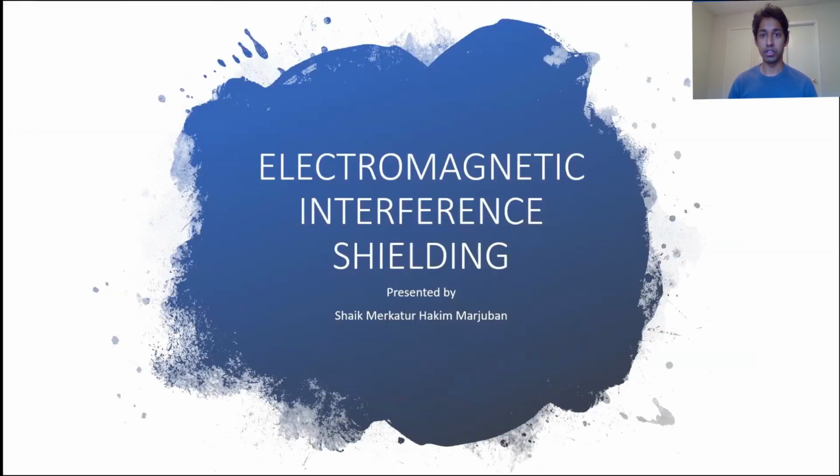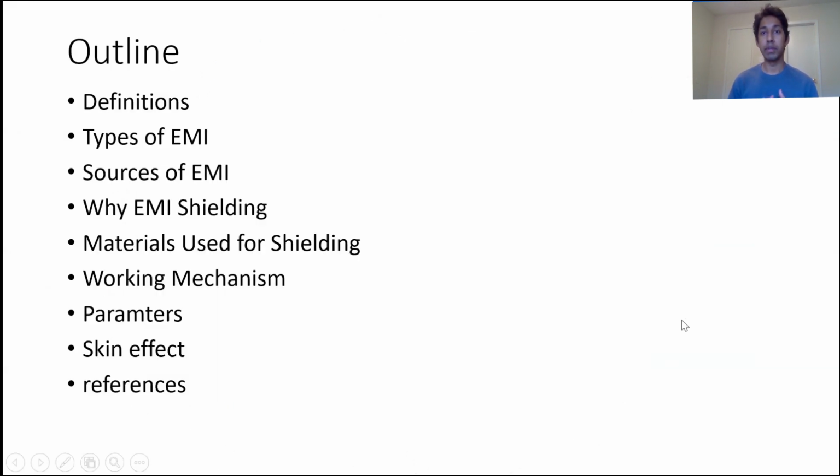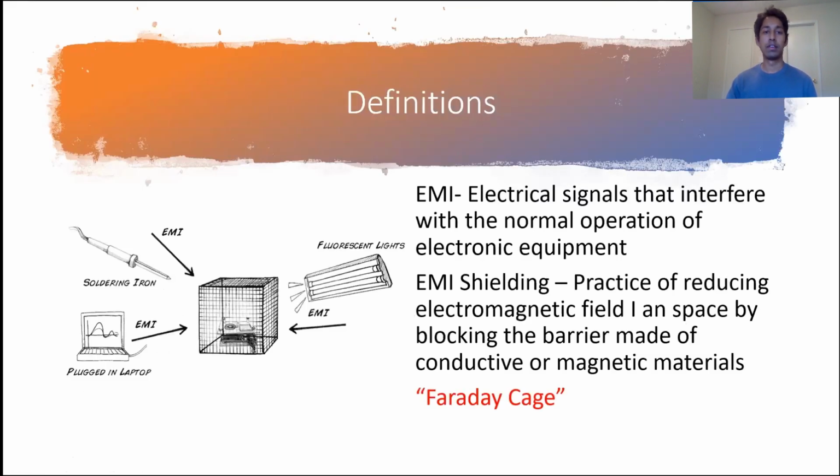Today I'm going to do a presentation on the general concept of electromagnetic interference shielding, in short, EMI shielding. The presentation will cover its background, some theories related to its parameters, and also we will learn about some shielding materials. EMI is a general term used for electrical signals that interfere with the normal operation of electronic equipment.